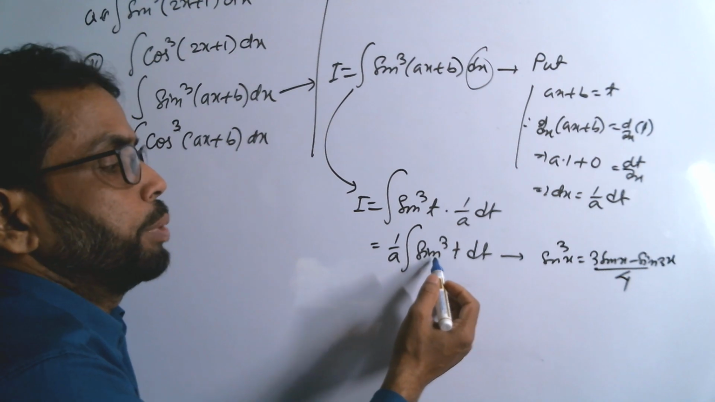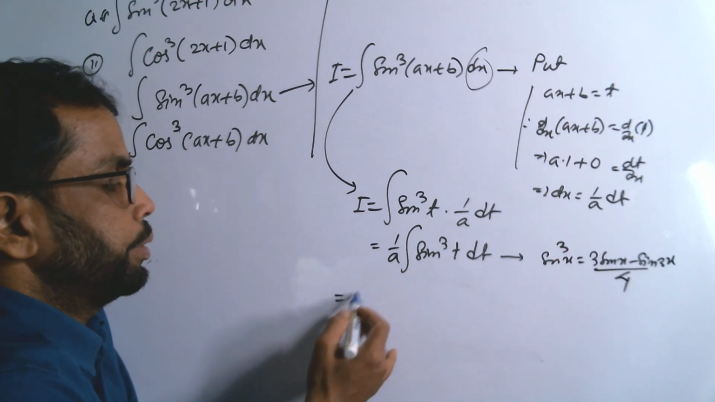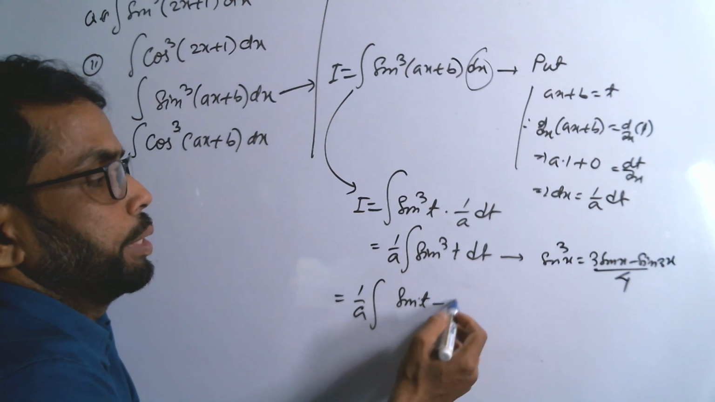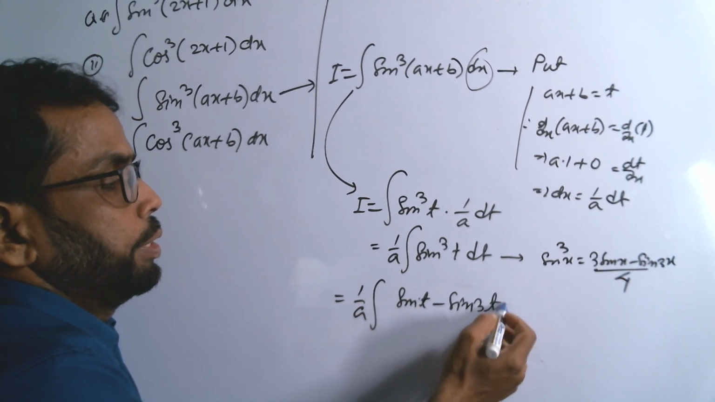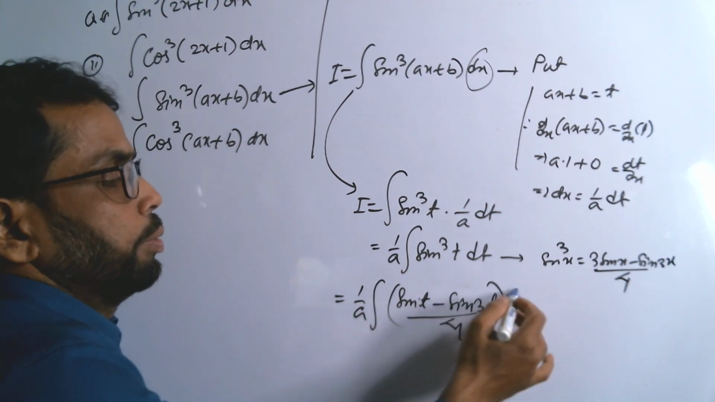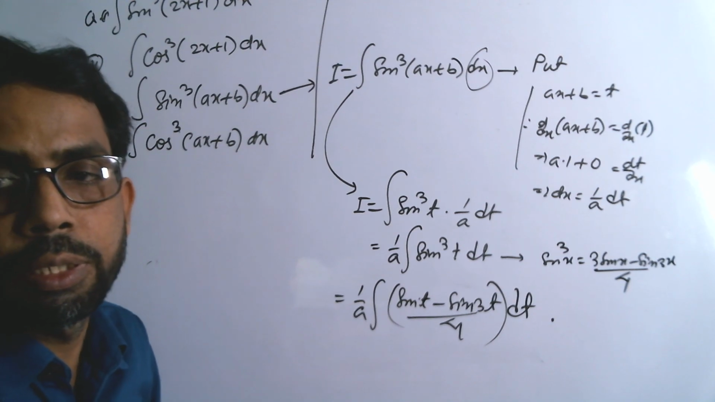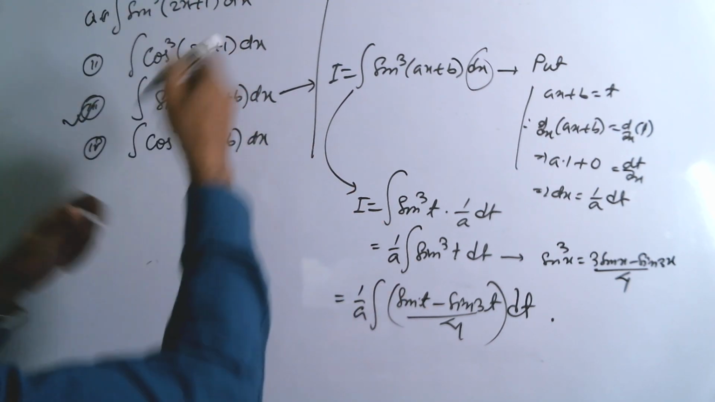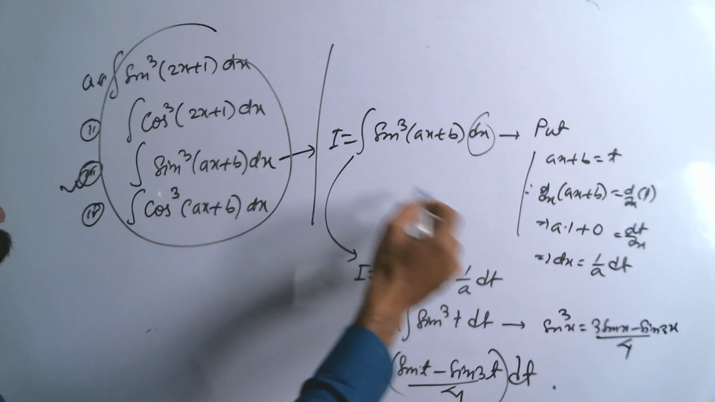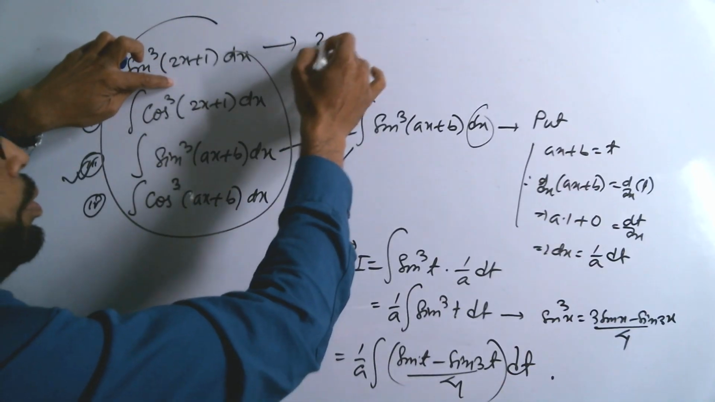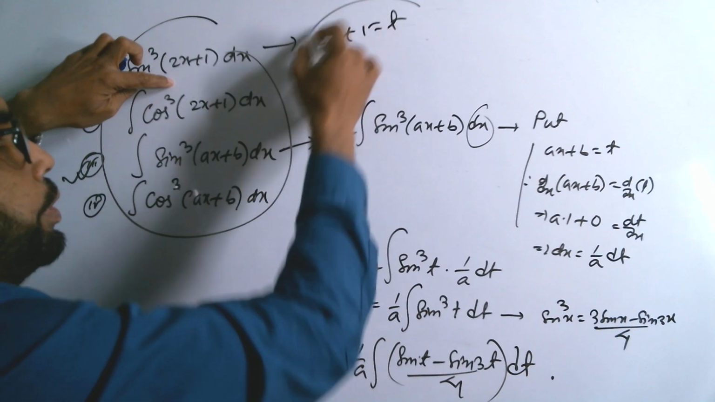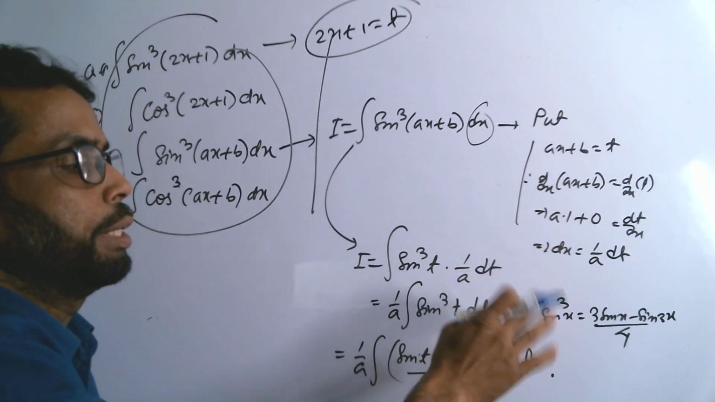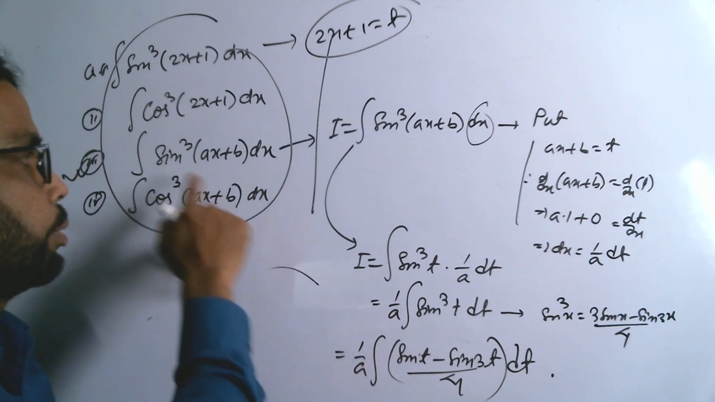So it is sine cube x, it is under the trigonometric identity now. So it is (sine t minus sine 3t) divided by 4, and then we can easily do the integration. All the remaining questions will be done in the same way. Here you will put 2x plus 1 equal to t, first you do substitution, and then it will come under trigonometric identity, sine cube or cos cube.